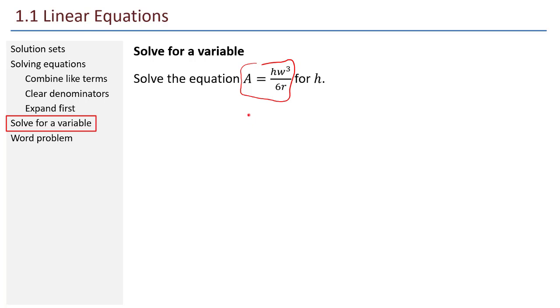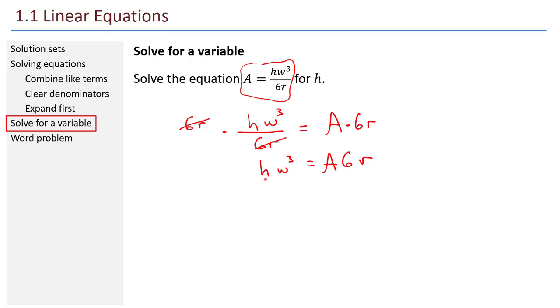So just as I look at this, I'm thinking h times w cubed all divided by 6r equals a. What do I need to do to isolate that h? Well, the first thing is probably get rid of that denominator. So let's multiply both sides by 6r, and that's going to make the 6r cancel on the left. h w cubed equals a 6r, or 6ar probably.